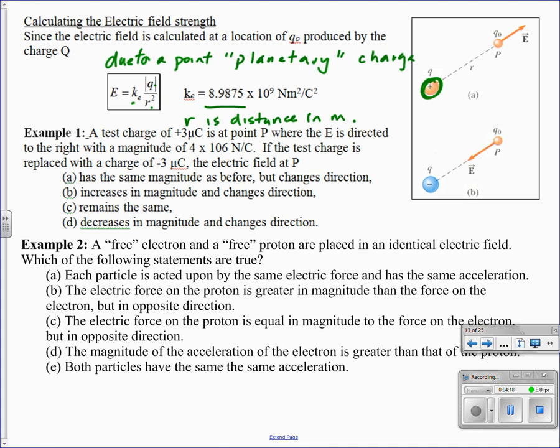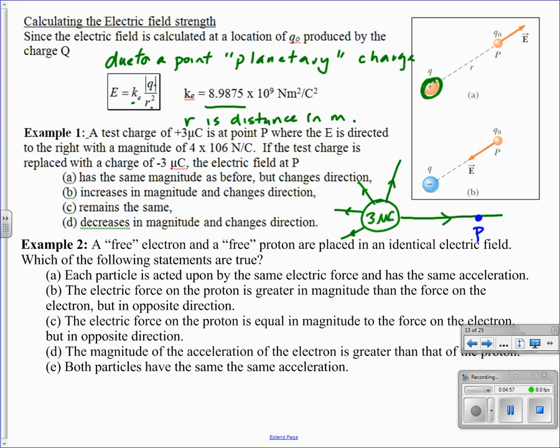Okay, so let's suppose for a moment that we've got this charged object, this 3 microcoulombs, okay? And the electric field is to the right. So we said that the electric field points away from positive charges, which means it's going away in all directions, and we'll talk more about that later. But we must be on the right side of the object if the electric field is going to the right, and we've got point P.